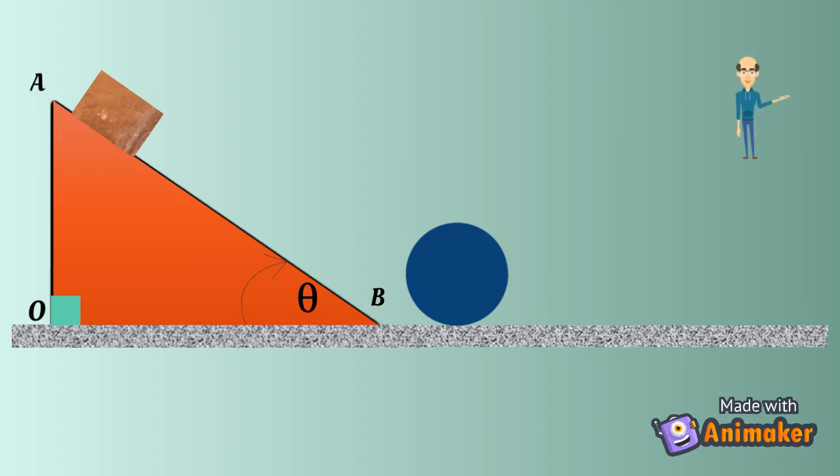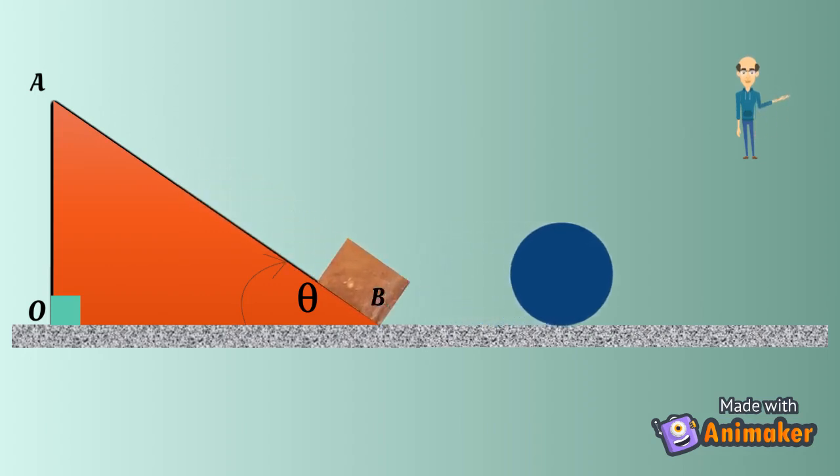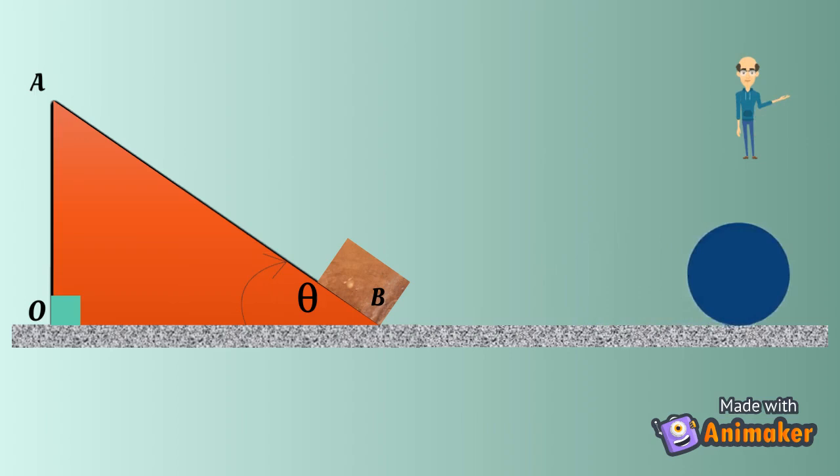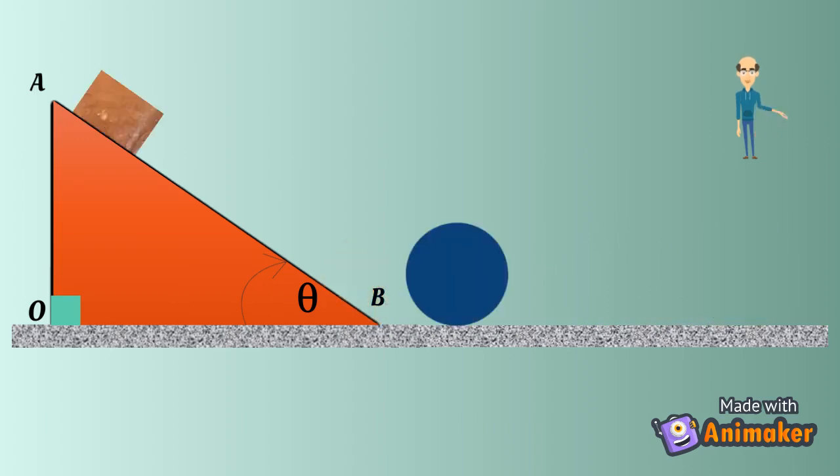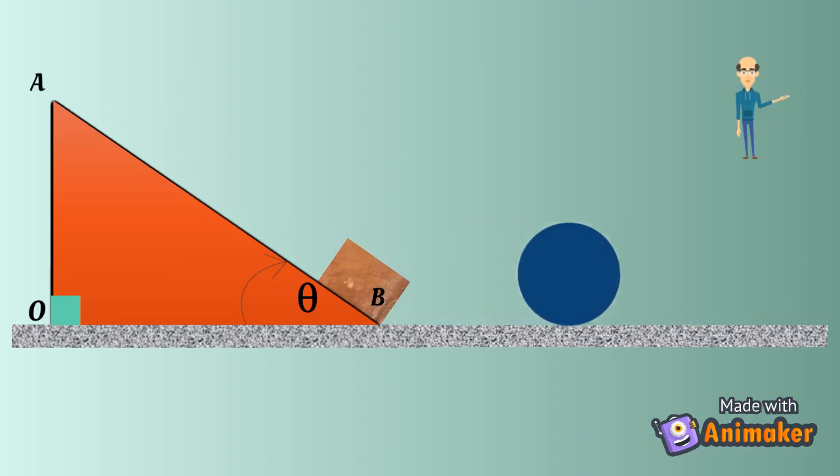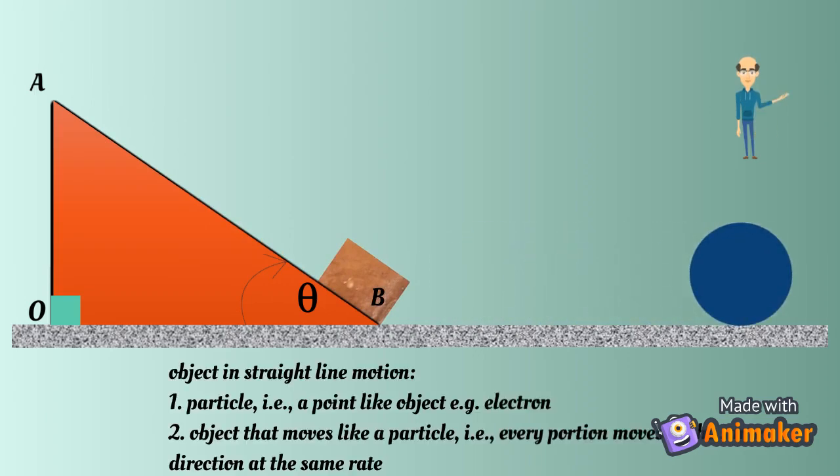Why does it do that? From our experience, we can tell that it slides by virtue of its weight. So the block slides down and hits the ball at the bottom of the incline, and the ball rolls off because of the impact. For motion to be considered as straight line motion, our object should either be a particle, which is a point-like object like an electron, or an object that moves like a particle, that is, every portion moves in the same direction at the same rate.